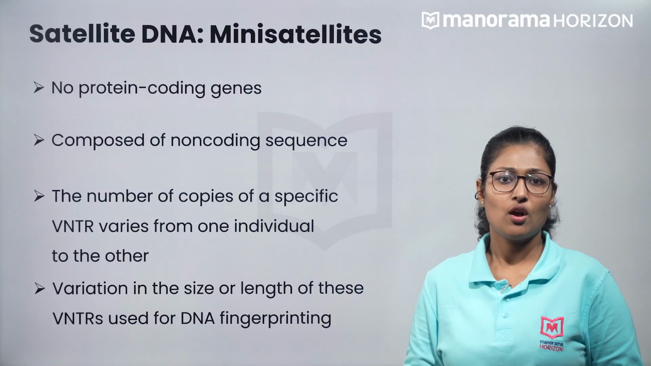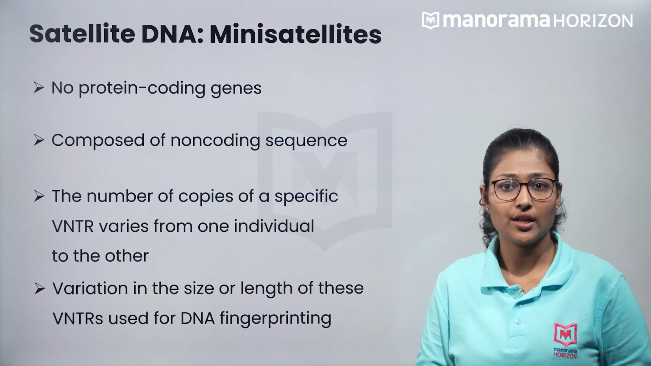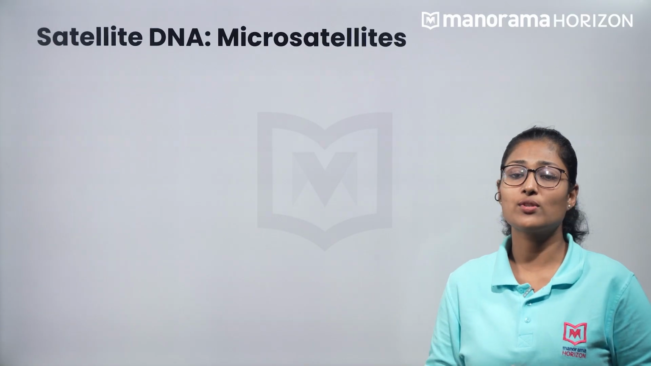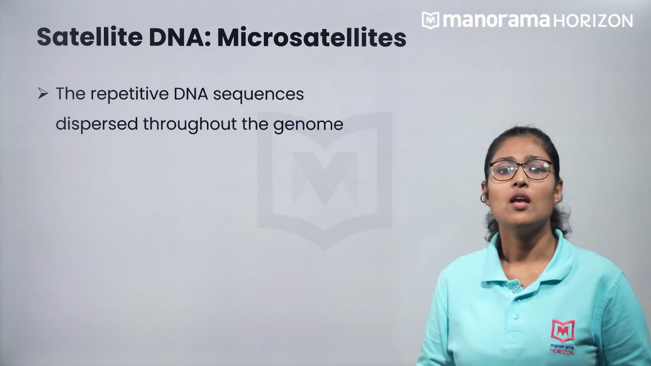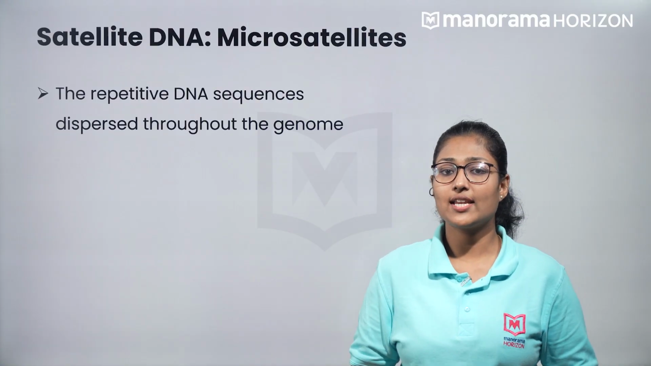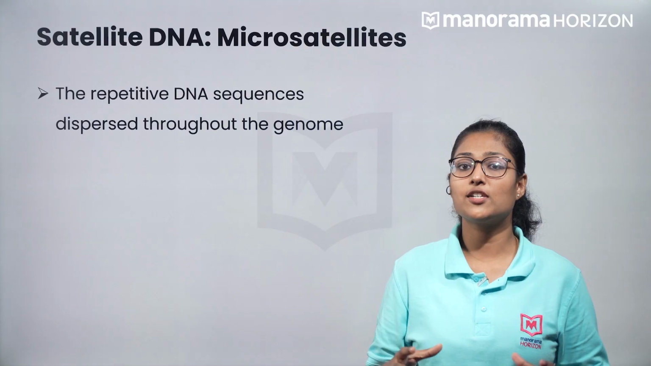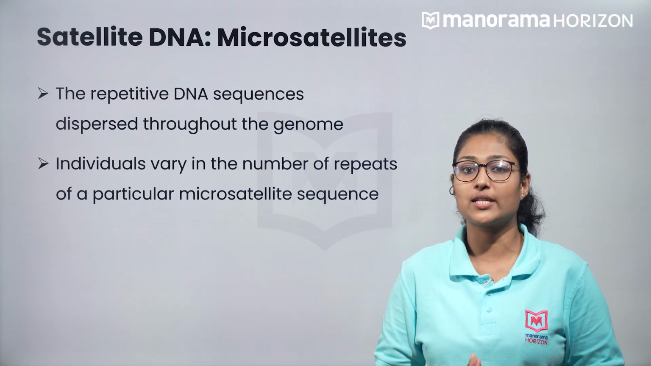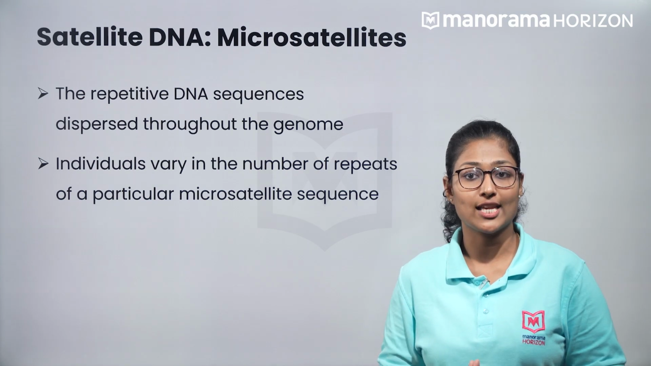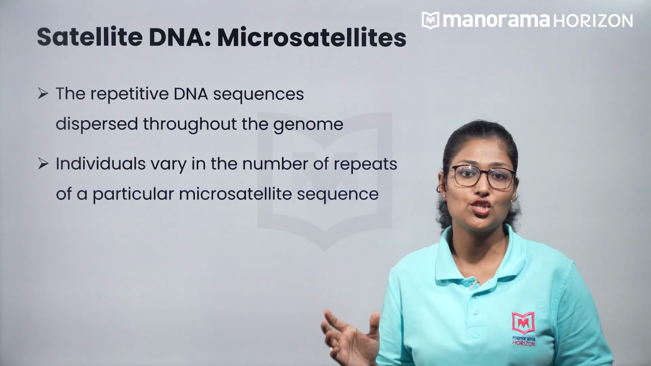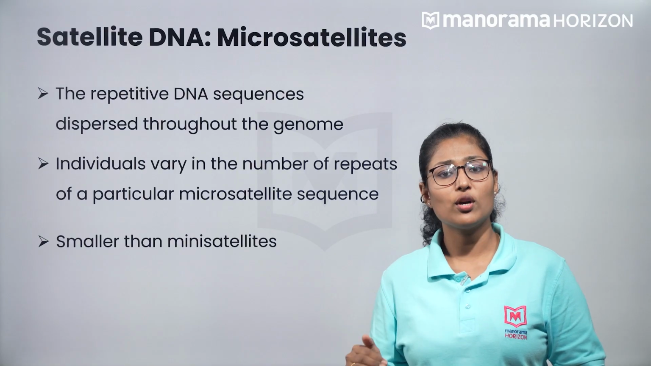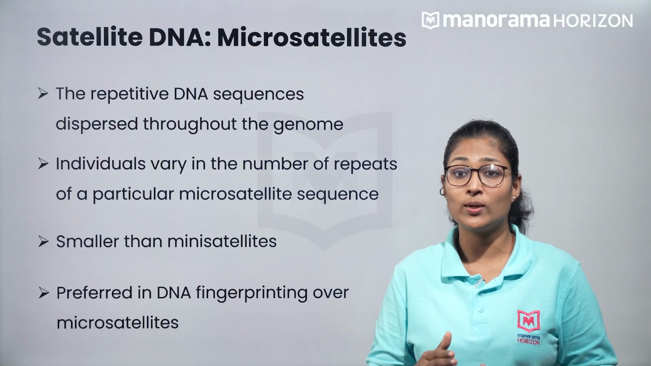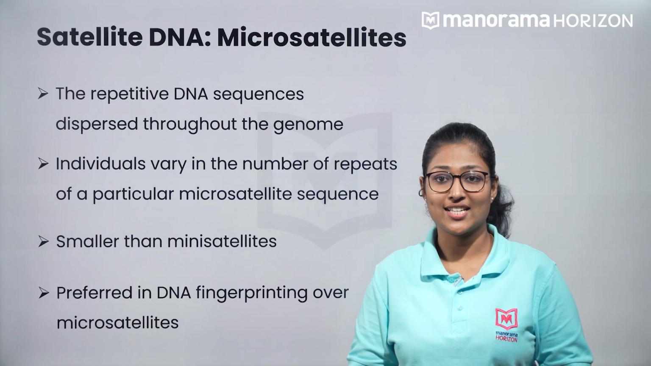I have a doubt here. So, what exactly is DNA fingerprinting? And what about the microsatellites? Let's discuss the microsatellites first. Microsatellites are the repetitive DNA sequences that are also dispersed throughout the genome, and the individuals differ from each other in the number of repeats of a particular microsatellite sequence located at the specific site in the genome. These are smaller than minisatellites and are now preferably used in DNA fingerprinting over the earlier used minisatellites.